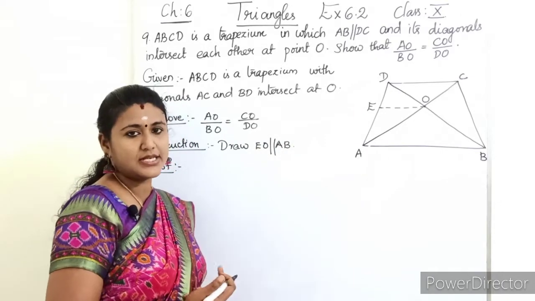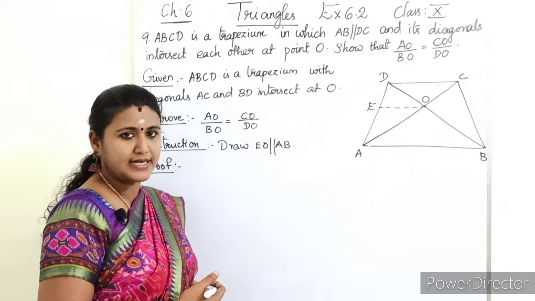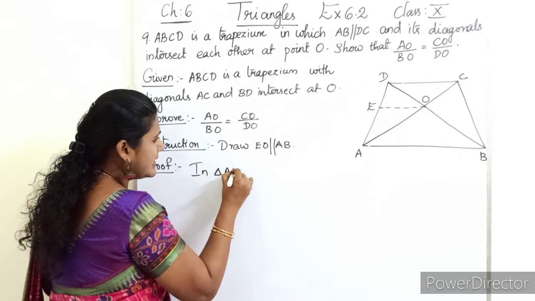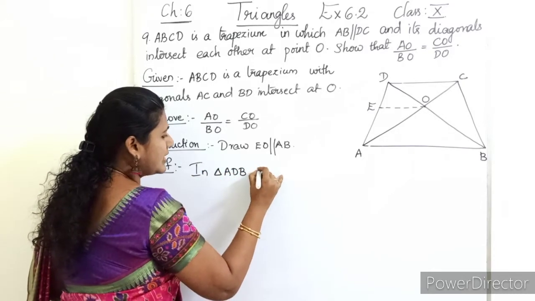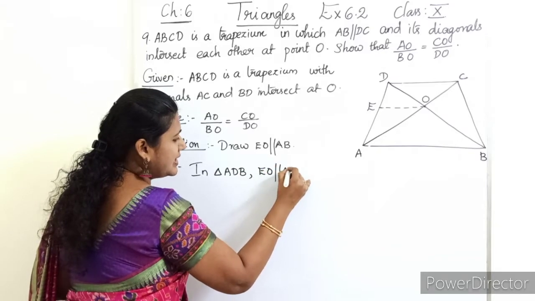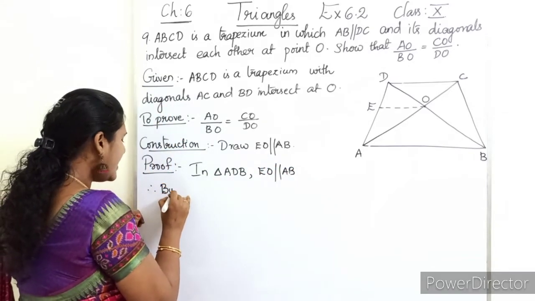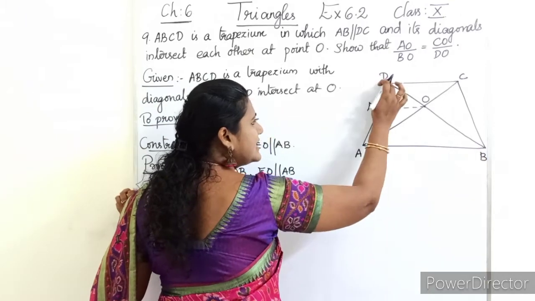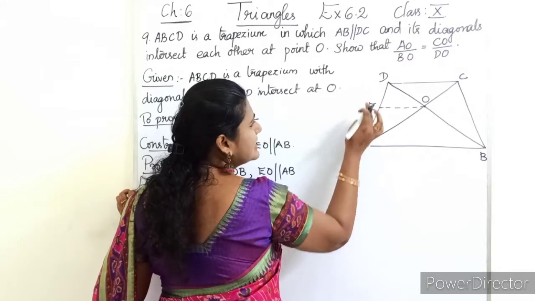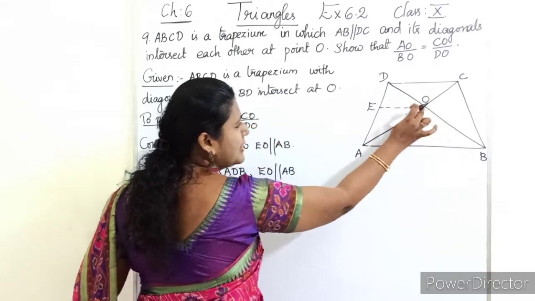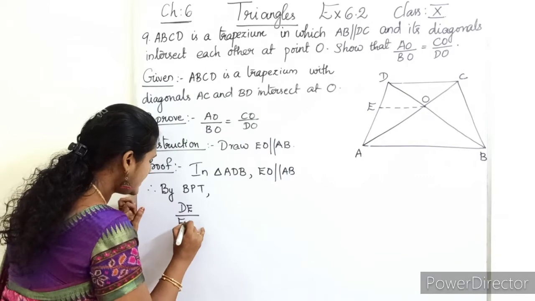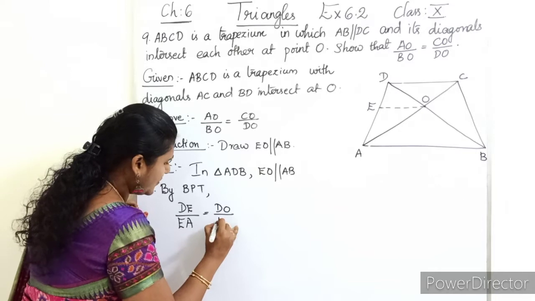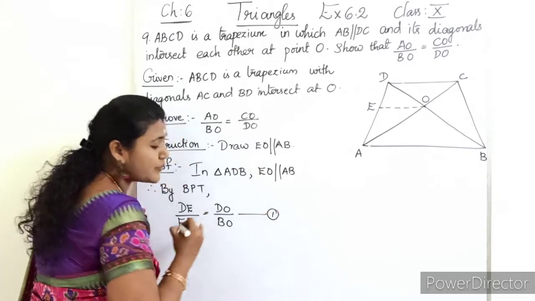Since the parallel condition is there, we can apply the basic proportionality theorem. So in triangle ADB, EO is parallel to AB, therefore by basic proportionality theorem we can write DE by EA is equal to DO by BO. So this is the first equation.